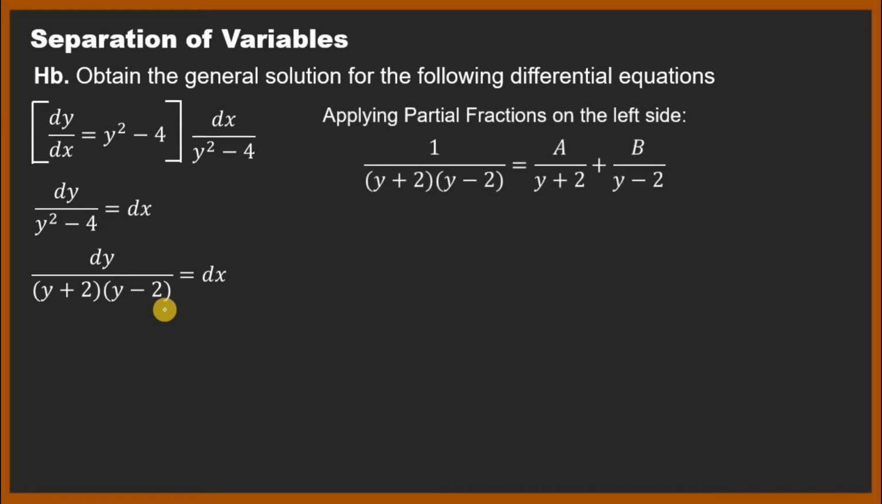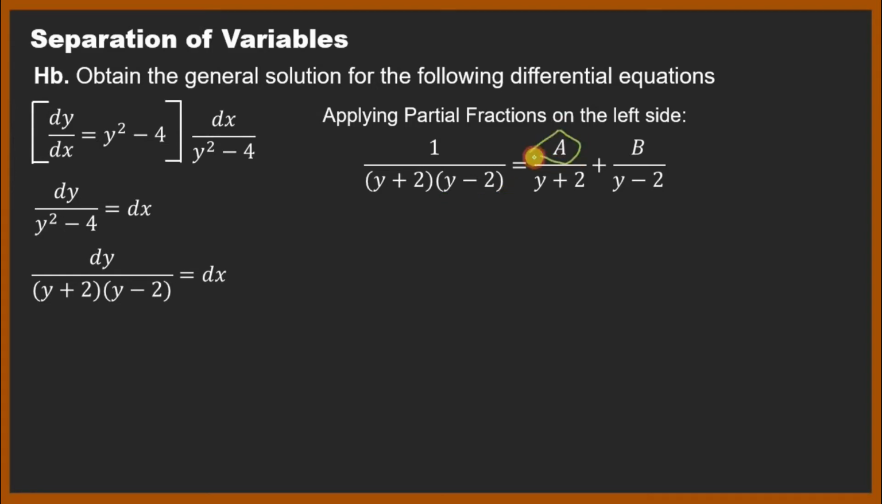Then, by applying partial fractions dito sa ating left side ng ating equation, so we have 1 all over y plus 2 times y minus 2. Ihiwalay muna natin si dy. Since order 1 sila, si y plus 2 and si y minus 2, ito yung form ng kanyang partial fraction. So, you have a all over yung una natin na y plus 2, plus we have our b, and then yung pangalawa natin na y minus 2.